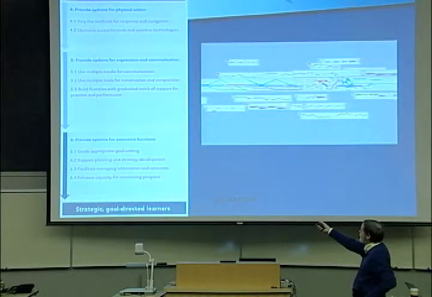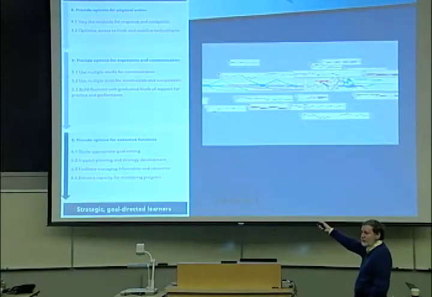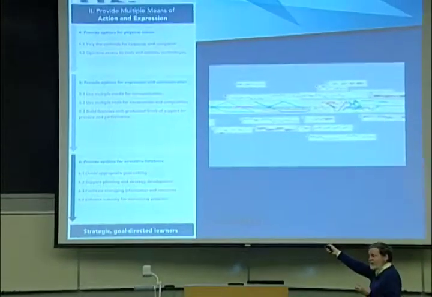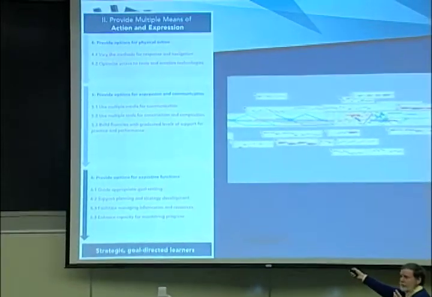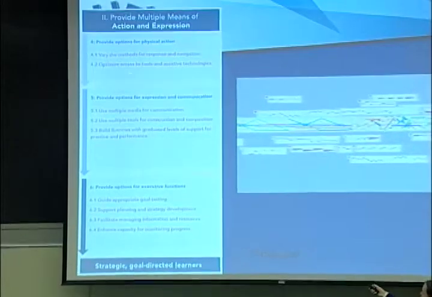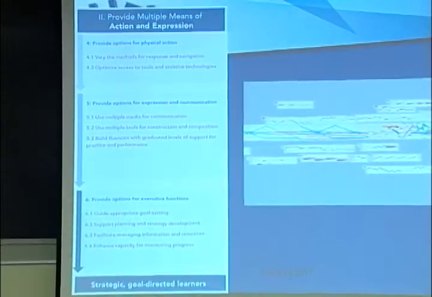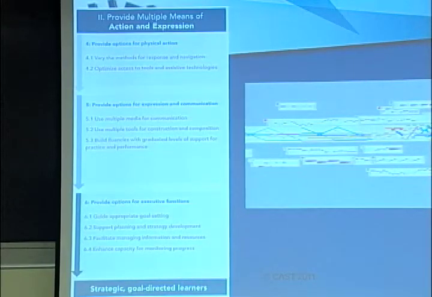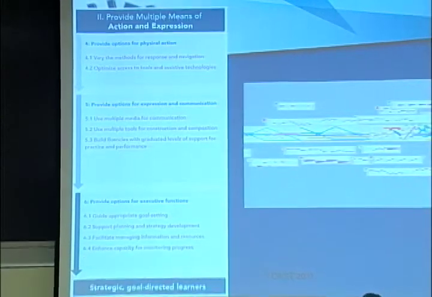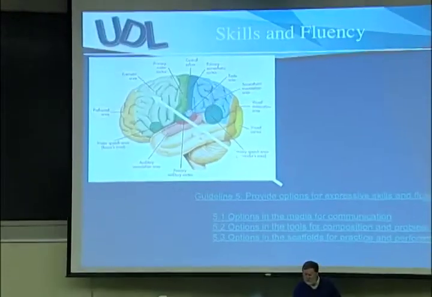So up here, we're looking in his case at providing options for physical action. It's not that he can't think of music. It's not that he doesn't have even music ability. He's fabulous at it. What he doesn't have is the physical ability, so that we can vary the methods of response and navigation. He uses this instead, and he uses his assistive technologies to be able to access the computer. Okay.